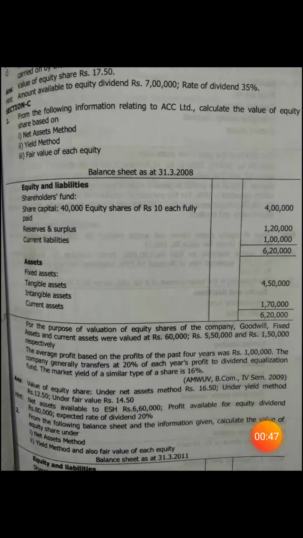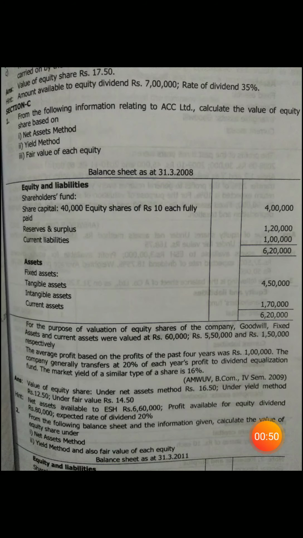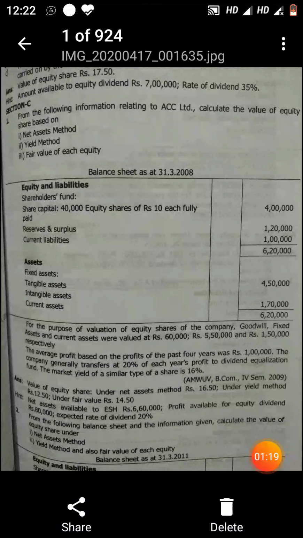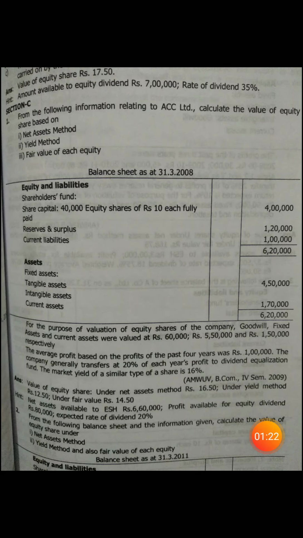In that we got share capital 40,000 equity shares of rupees 10 each, fully paid 4 lakh, reserves and surplus 1,20,000, current liabilities at 1 lakh. Then we have assets. In that tangible assets 4,50,000, then current assets 1,70,000. With that, for the purpose of valuation of equity shares of the company, goodwill, fixed assets and current assets were valued at 60,000, 5,50,000 and 1,50,000 respectively.